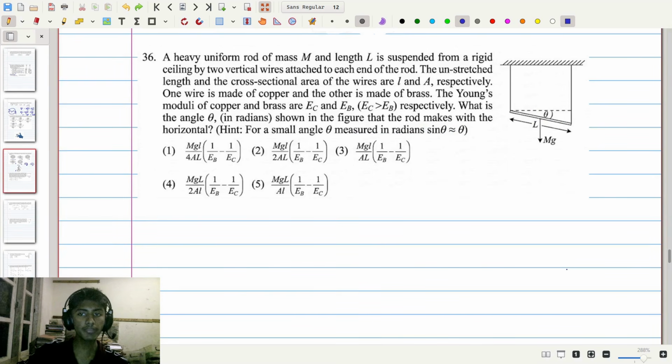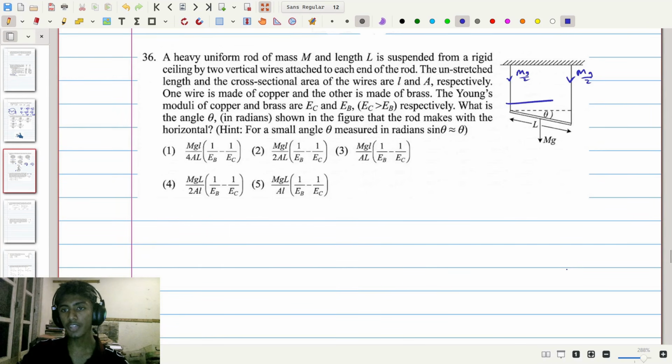Now if you look at the diagram, you can see since we have downward weight of mg and these two wires are holding up the weight, both of these wires have certain tension in them. Since this rod is uniform, this weight is going to be in the center of the rod, and therefore both of these wires will be holding the same weight of mg over 2. So this wire has a tension of mg over 2, and this one also has a tension of mg over 2.